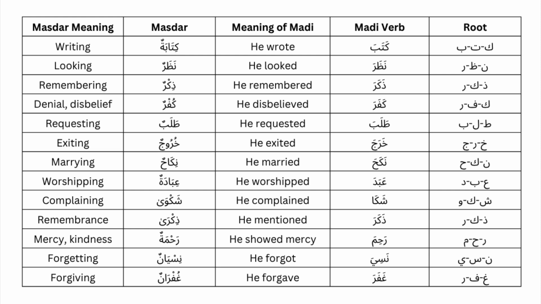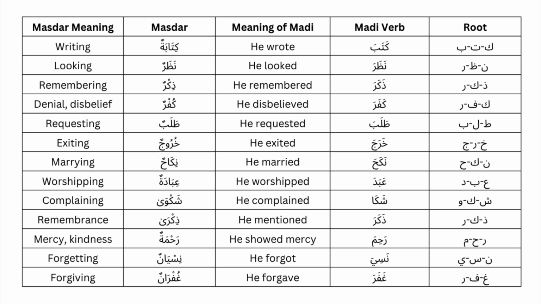Again, the same idea. Now notice something very important. The masdar forms are not all the same. Some are kitaba, zikrun, kufrun, khuruzun, nikahun, ibadah. So the pattern is changing, even though all of them are masdar. This is exactly what we mentioned earlier. In Form 1, masdar does not follow one fixed pattern. It can appear in different forms depending on the word. Now look at a few more rows. Kharaja becomes khurujun, exiting.